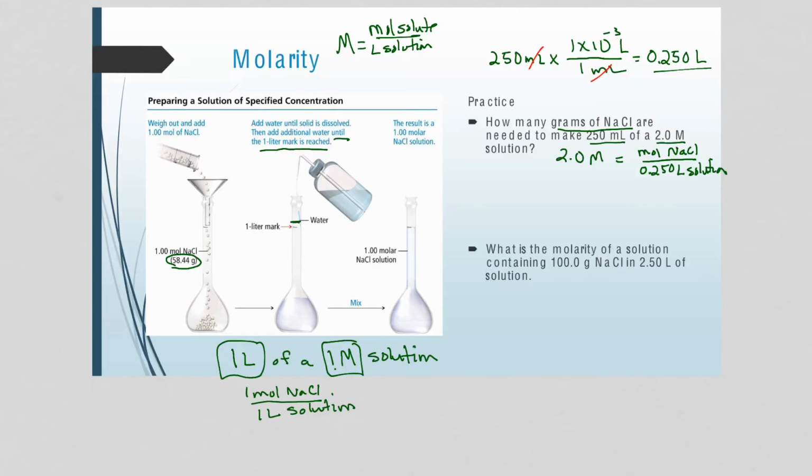So I need to solve for how many moles of sodium chloride this would be. Well, if we do a little math here, we can see that 2.0 molar times 0.25 liters equals some number of moles of sodium chloride.